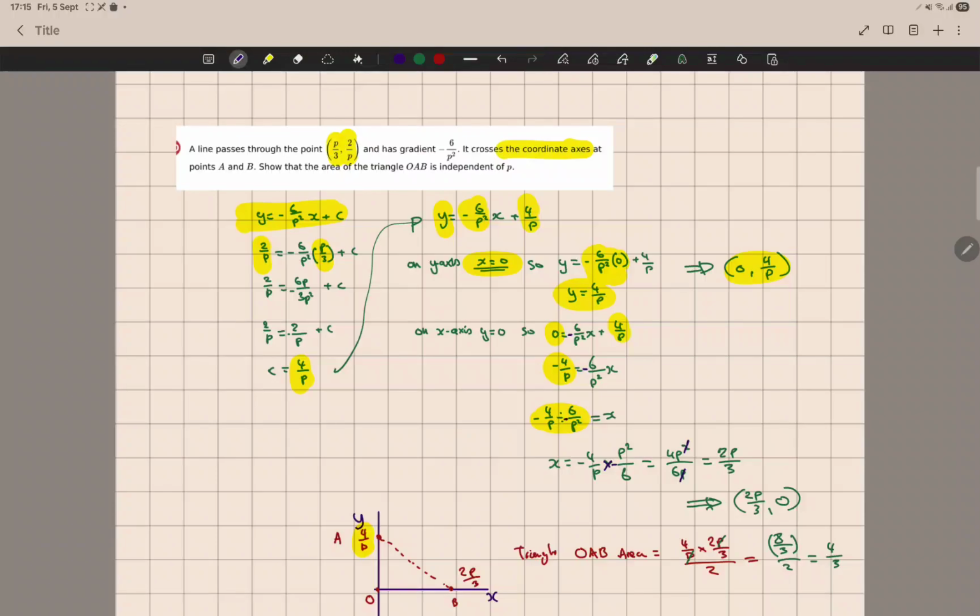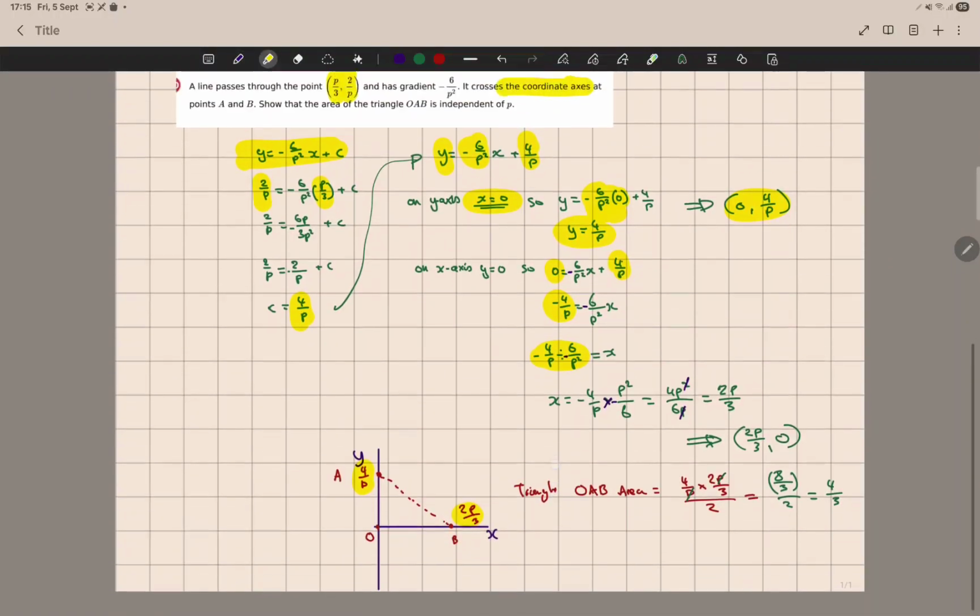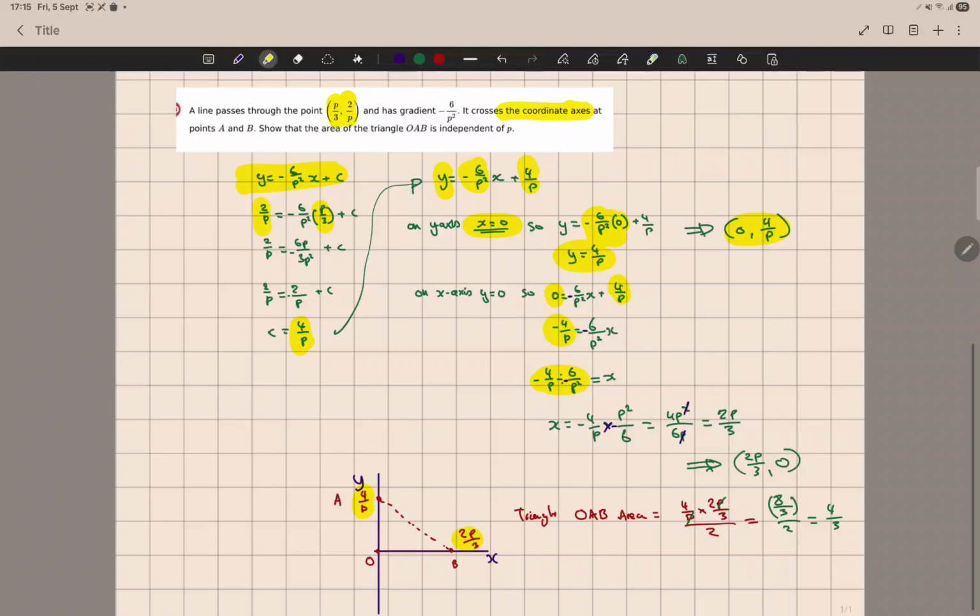So I map these on my little small sketch here, and I can see for triangle OAB, the area must be height times base, this numerator, divided by 2. In this multiplication, the p's can cross out and cancel each other out, and I get 8 over 3 divided by 2, which is just going to be 8 divided by 2, 4 over 3.